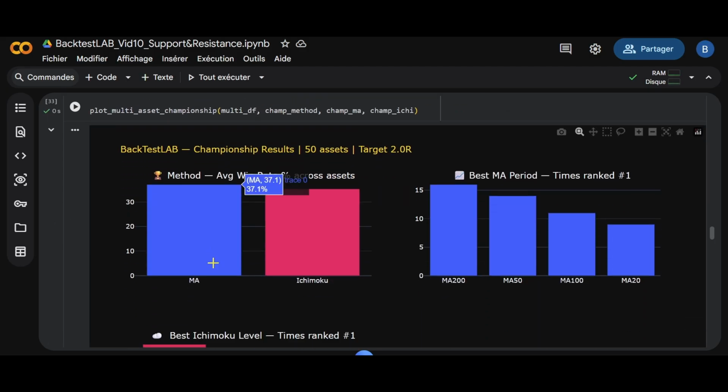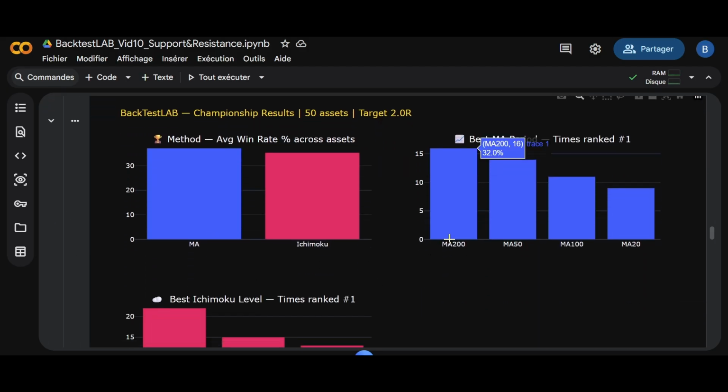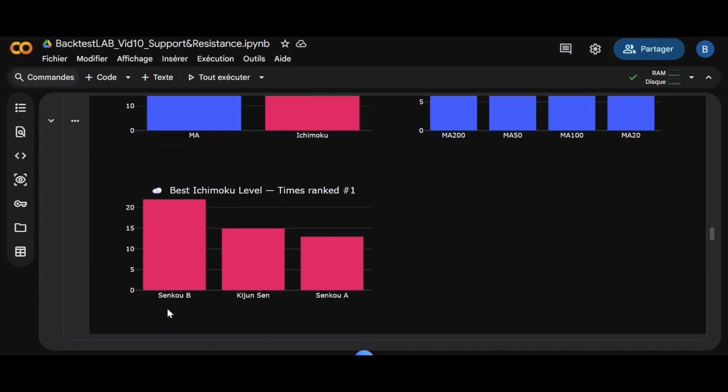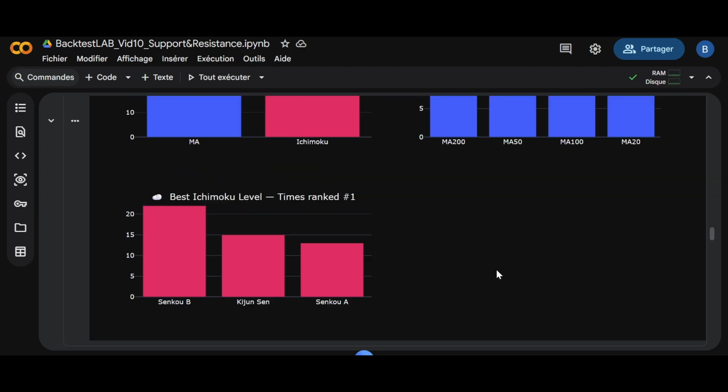We can check which level actually acted better. So here the moving average 200 was the best level for the first strategy. I was surprised to see that the moving average 50 was before the moving average 100. I was expecting the moving average 100 to be more solid. And for the Ichimoku, as expected, Senkou Span B is the most useful, and after that you have the Kijun, and the last one is Senkou Span A.